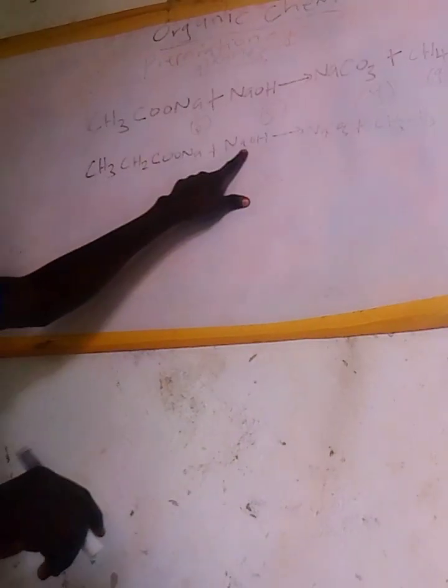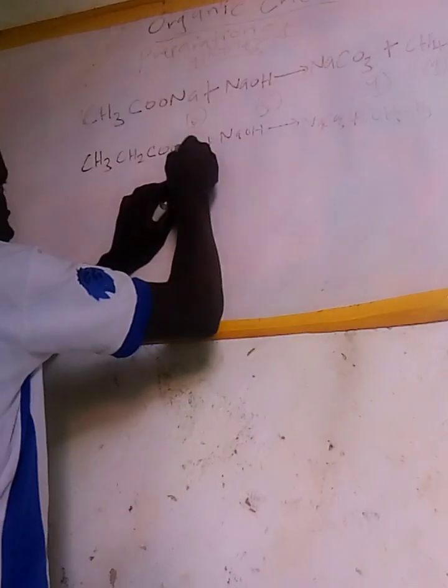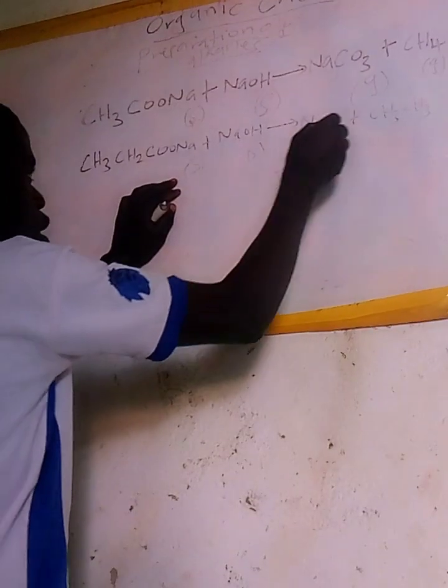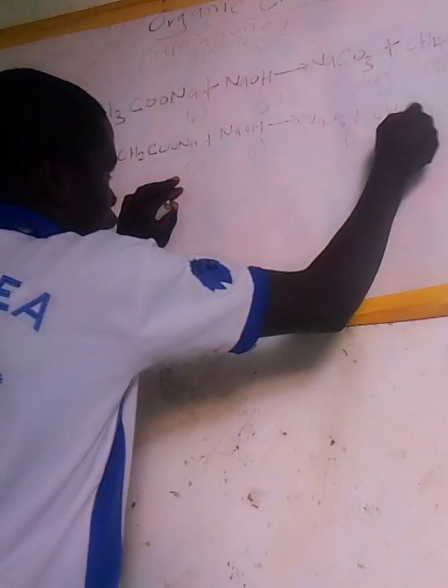That is how we prepare ethane. It is prepared by sodium propanoate plus sodium hydroxide to produce this product, and ensure that the equation is balanced. This is solid, gas. Ensure that the equations are balanced. In our case here, the first equation is balanced, and our second equation is also balanced. So that is how we normally prepare alkanes.